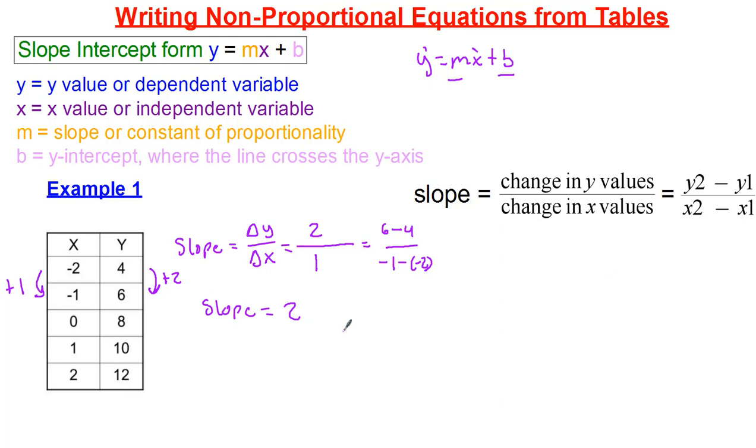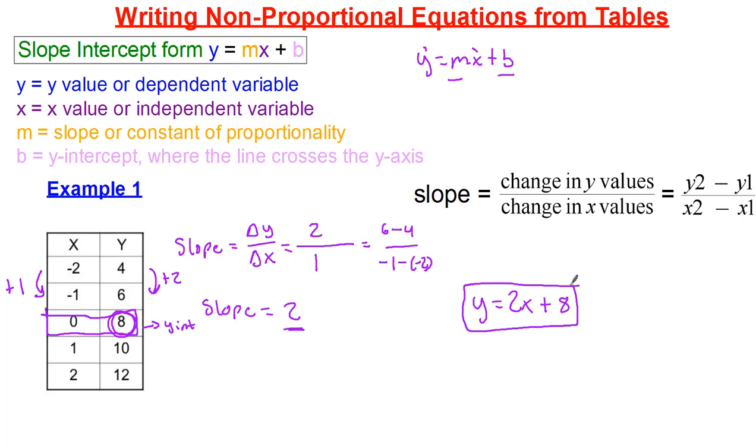Now, we want to go ahead and look at a table. Remember, the y-intercept is where the line crosses the y-axis, and the line crosses the y-axis at x equals 0. So for this one over here, I could just clearly see my y-intercept is going to be equal to 8. This is where the line is going to be crossing the y-axis. So I have y equals 2x, because 2 is my slope, plus 8. Now, that was a very easy situation because when x is 0, your y value is always going to be your y-intercept. But sometimes it's not always going to be that way.